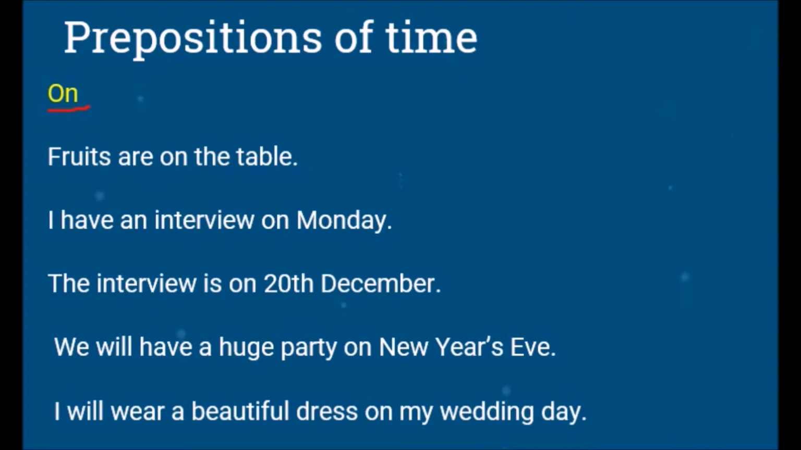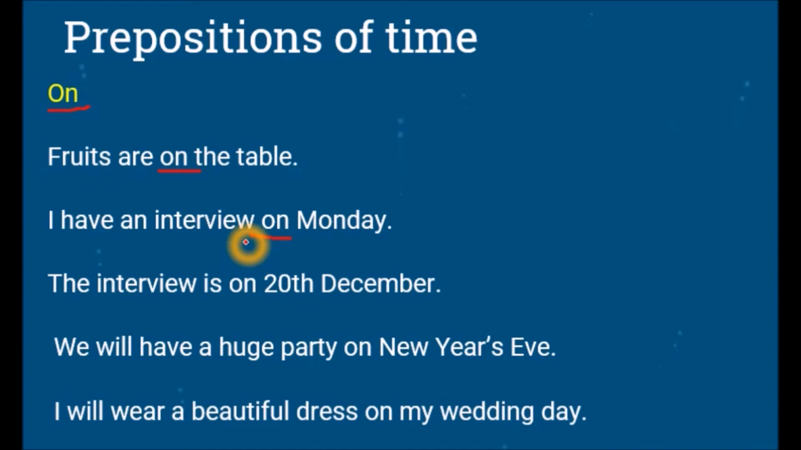On is commonly used to show something being on a surface. It shows position. Like in this sentence, fruits are on the table. So in this sentence, the preposition on shows being on a surface. On is also a preposition of time. On is used to show days of the week. In this sentence, I have an interview on Monday. So in this sentence, the preposition on is used before days of the week.